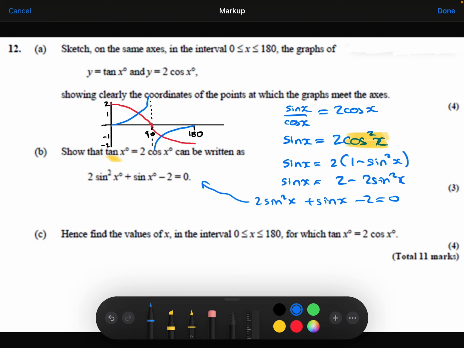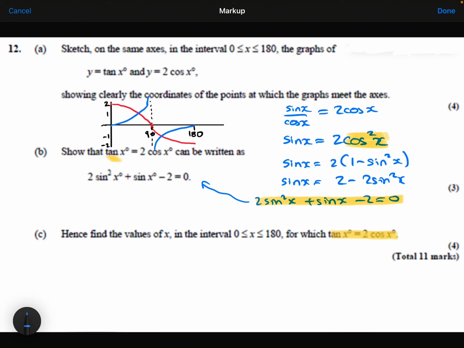Part C. Solving this quadratic equation, because I know that this is the same as this. I've just shown there the same thing, so I could just solve the quadratic. If I solve the quadratic, I find that sine x is going to equal -1 plus or minus root 17 over 4. We can do that with either the quadratic formula, or I can do that with the quadratic solver on your calculator.